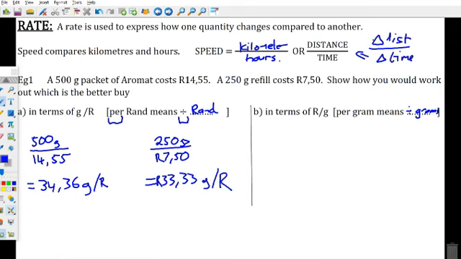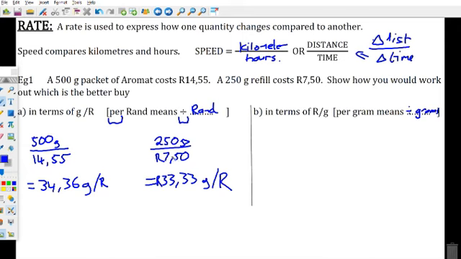So having a look at that, what would you expect to buy? Would you rather buy 34 grams for 1 rand, or 33 grams for 1 rand? You want 34 grams for 1 rand. So which one do you think is more bang for your buck? Which one are you going to get more for the least amount of money? The first one. So buying the 500-gram packet of Aramet is basically cheaper than buying the 250-gram refill.